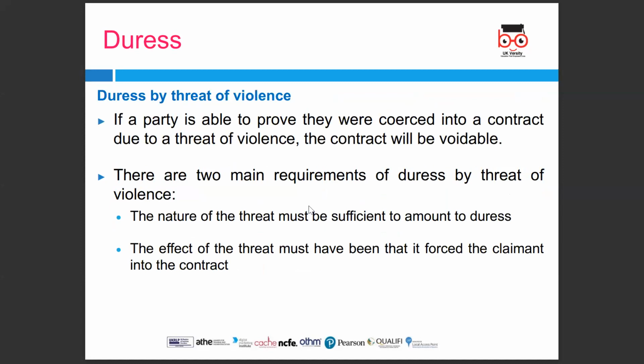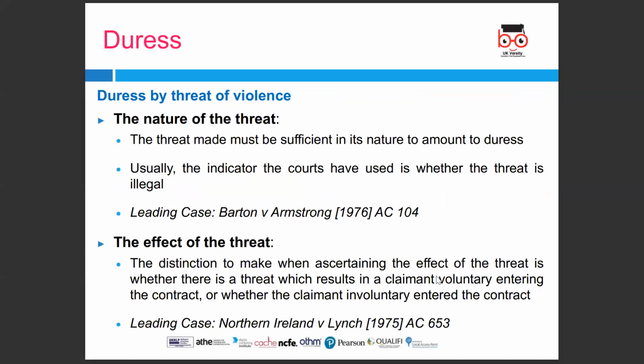Duress by threat of violence. So if a party is able to prove they were coerced into a contract due to threat of violence, the contract will be voidable. There are two main requirements of duress by threat of violence. The nature of the threat must be sufficient to amount to duress, and the effect of the threat must have been that it forced the claimant into the contract.